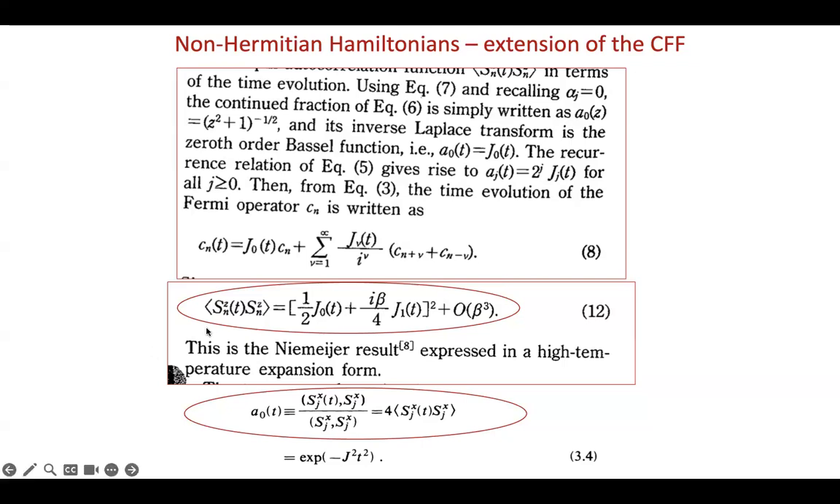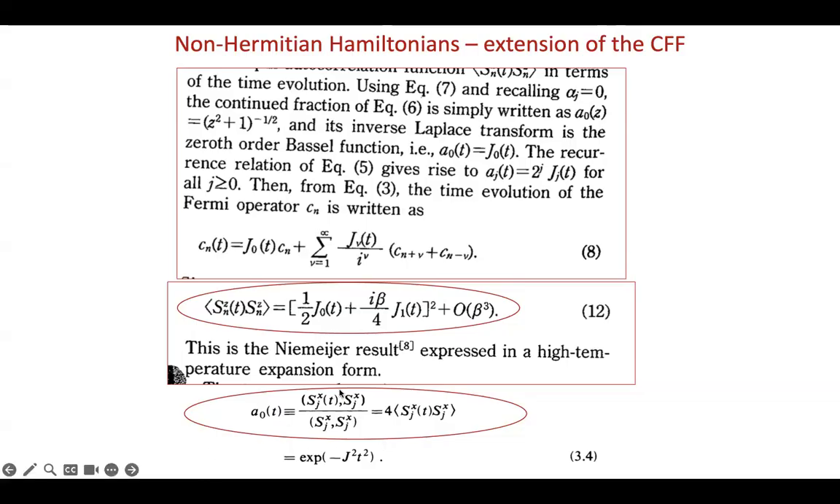Now look at what happens. While this is real, this is not real anymore. Remember I told you that the autocorrelation function has no obligation to be real at finite temperature. The first time you see complex terms entering, that doesn't mean there are no other real terms, but complex terms enter.